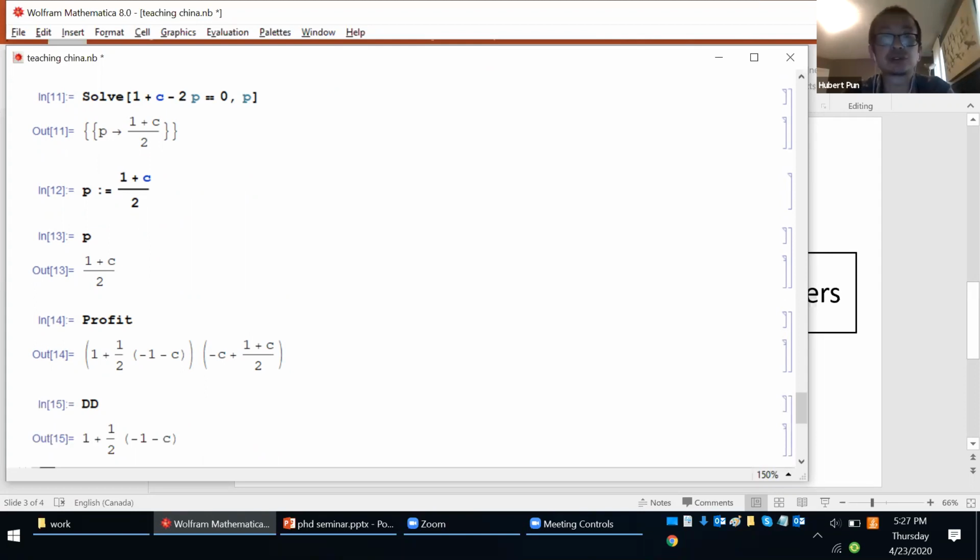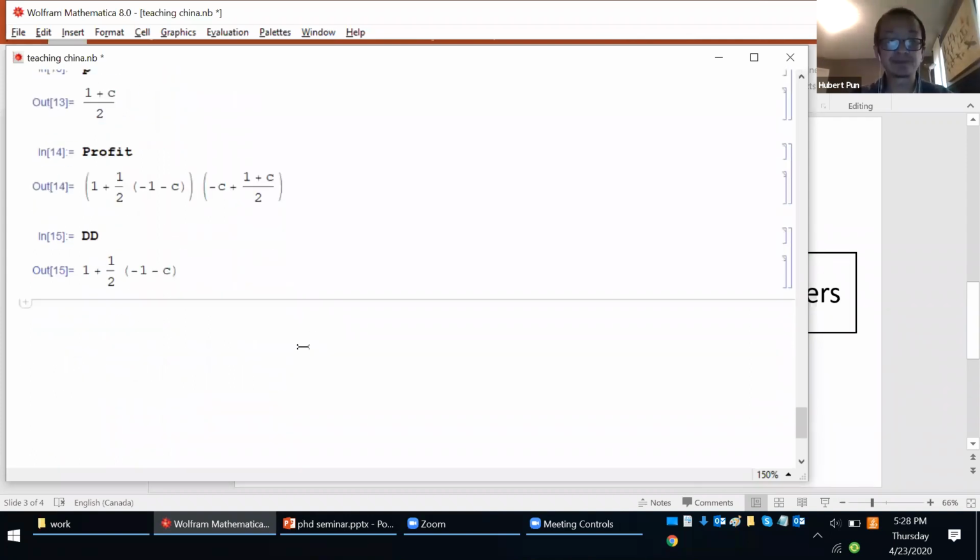So to do research, we are interested to find out some managerial implication. And to find the managerial implication, we can play around with the parameter. So right now we have a parameter called C. Then I want to know what is the impact of the value of C on the optimal price and also on the optimal profit as well.